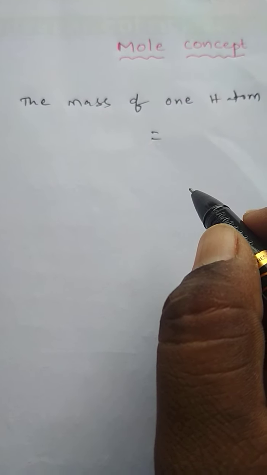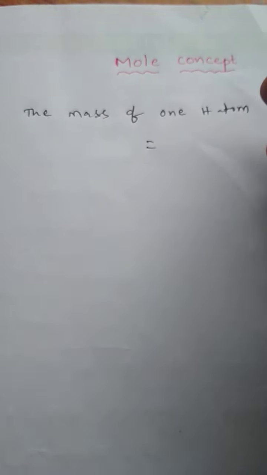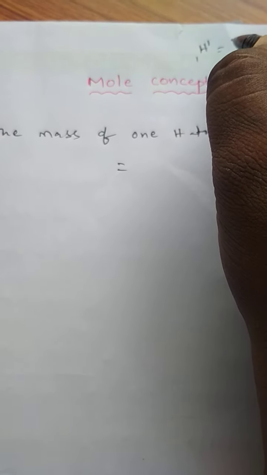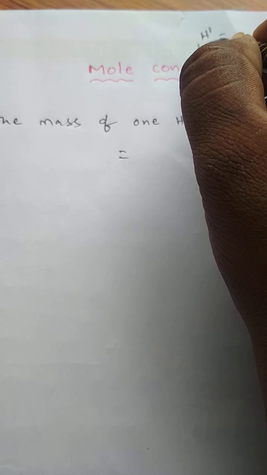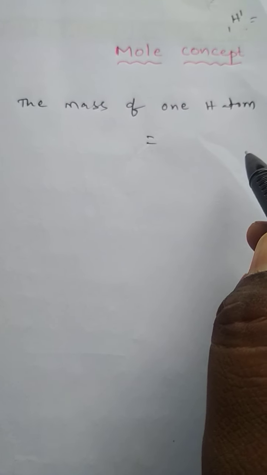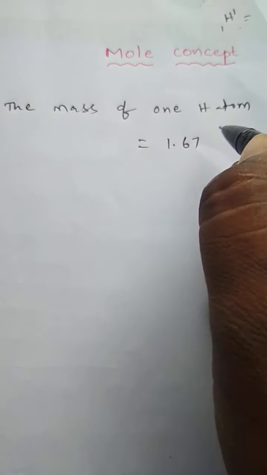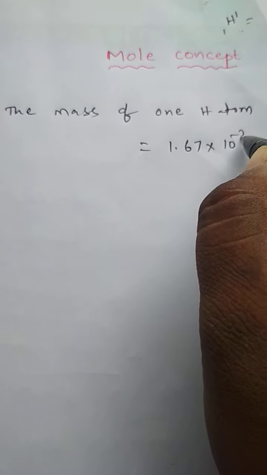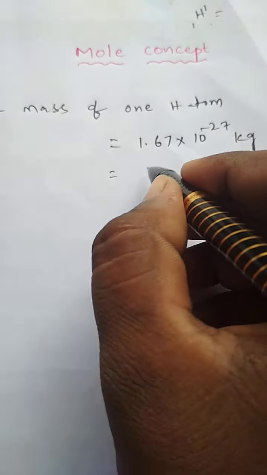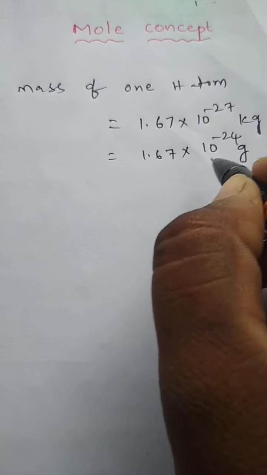Why is the mass of a proton treated as the mass of a hydrogen atom? Because hydrogen is also called the proton. The hydrogen atomic number is 1, its atomic weight is also 1. So the element without neutrons is hydrogen. Hydrogen has only protons, hence it is treated as the proton. The mass of hydrogen or proton is 1.67 into 10 to the power of minus 27 kgs. In grams, 1.67 into 10 to the power of minus 24 grams.